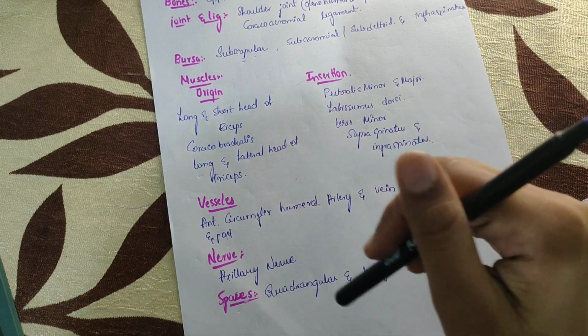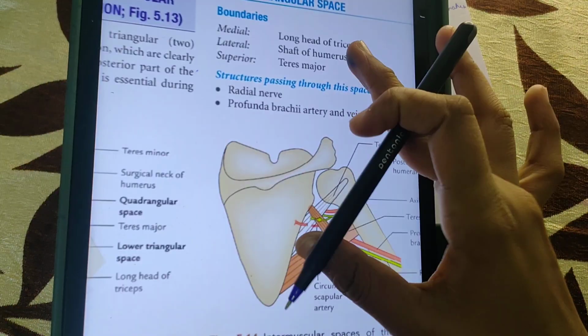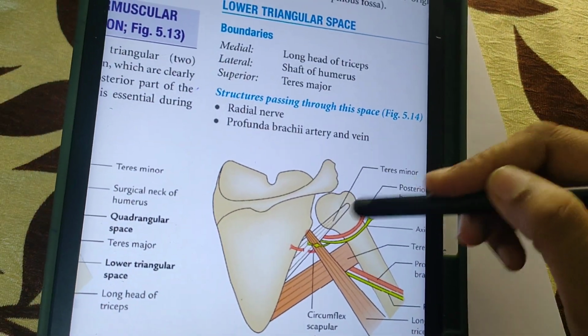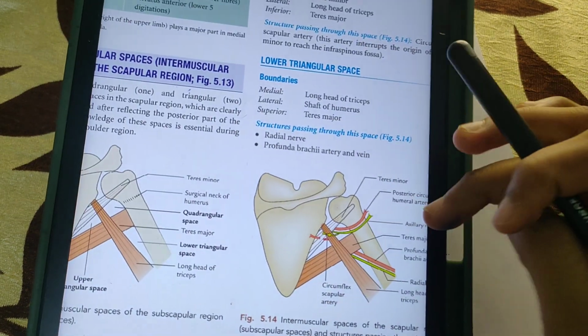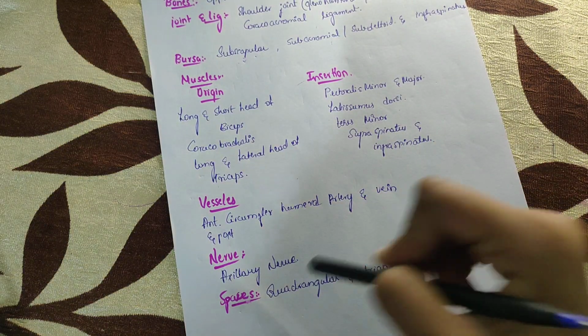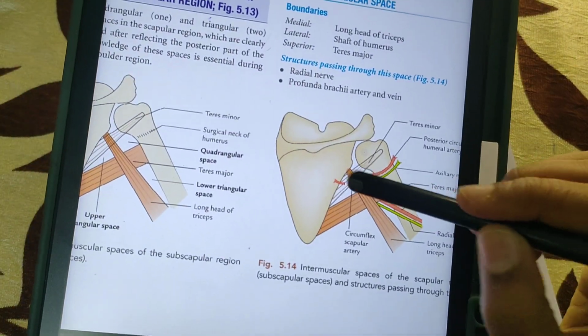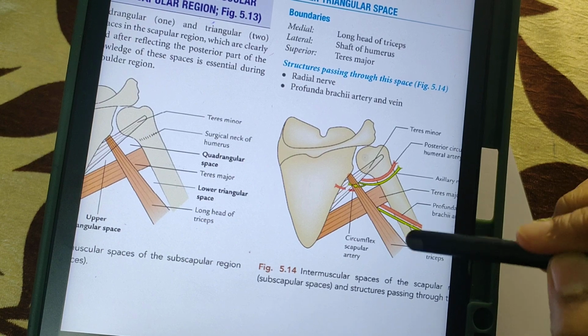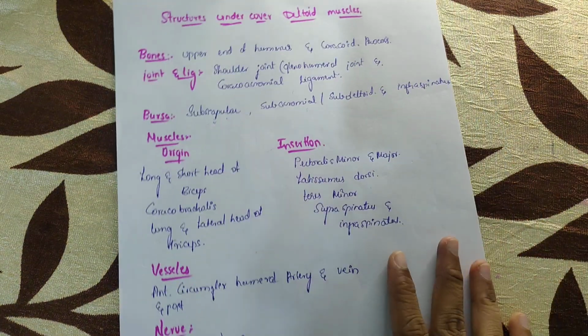And the vessels will be the anterior and posterior circumflex humeral vessels. The anterior one is not seen here, as it is a posterior view, but the posterior circumflex humeral artery is seen. The axillary nerve will be the nerve. And the spaces will be three: the quadrangular space, the upper triangular space, and the lower triangular space. These are the structures under the cover of the deltoid muscle.